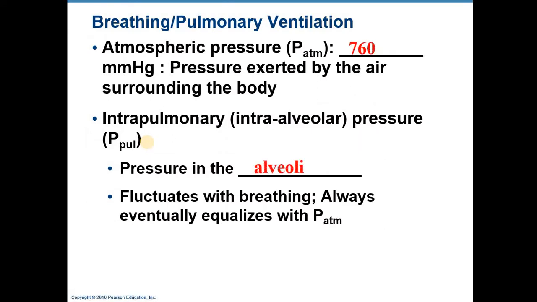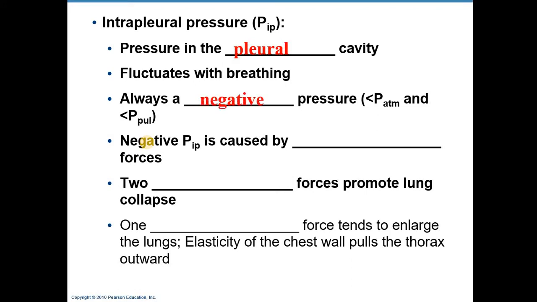Now, as far as ventilation or movement of air, you have an inward force and an outward force that allows for that free movement to take place. With that, you have atmospheric pressure, that's 760, the pressure on the outside. Then you have the pressure inside the alveoli, called the intra-alveolar pressure. It fluctuates with breathing, but eventually it will always equal out to each other. So just think of the pressure in the atmosphere versus the pressure in the lungs. You also have intrapleural pressure. This is the pressure in the pleural cavity, the space between the visceral and the parietal.